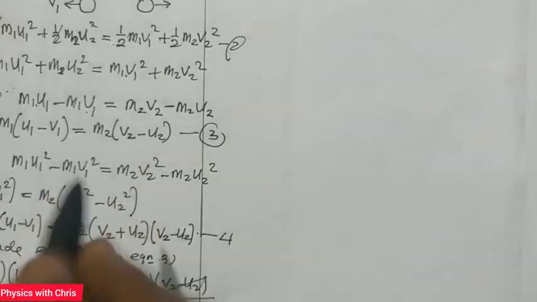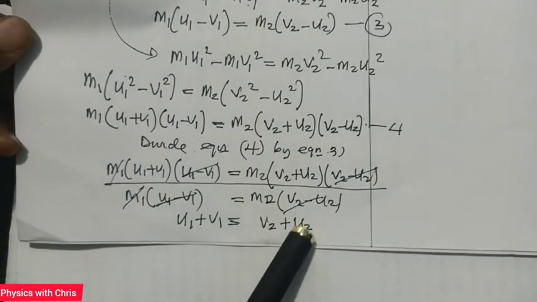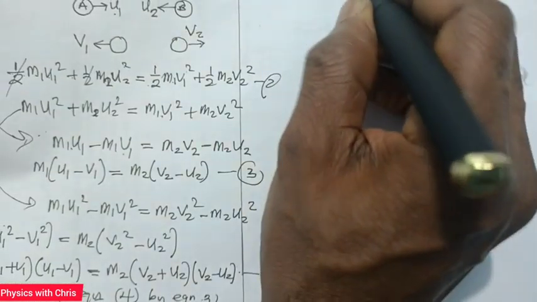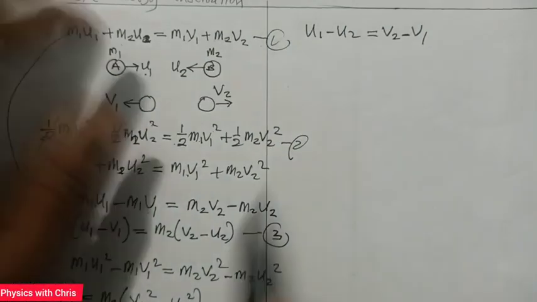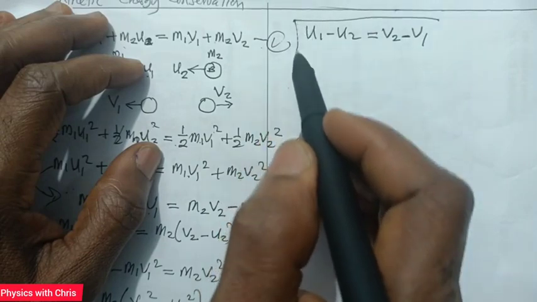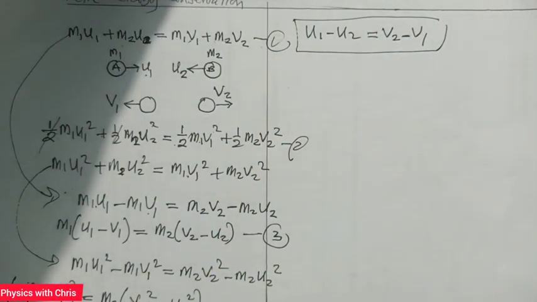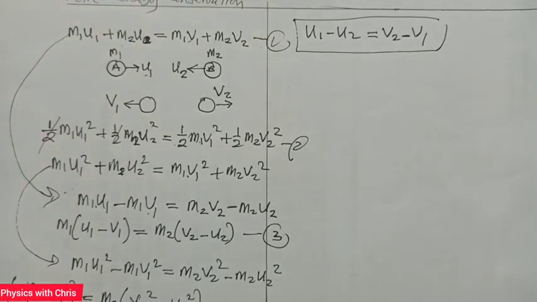Bringing the initials together, I have u1 minus u2. Check very well. I'll bring u2 to this side, bring v1 to the other side, is equal to v2 minus v1. Okay, what do we conclude from this equation? From this equation, we can conclude that for a perfectly elastic collision, the relative speed of approach of the two bodies is equal to the relative speed of separation of the two bodies.